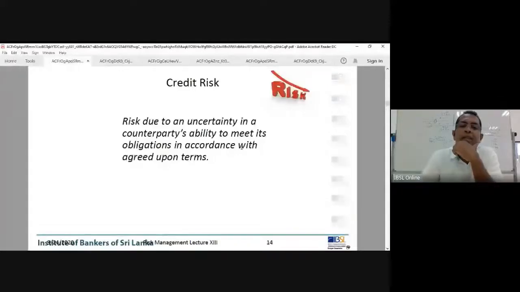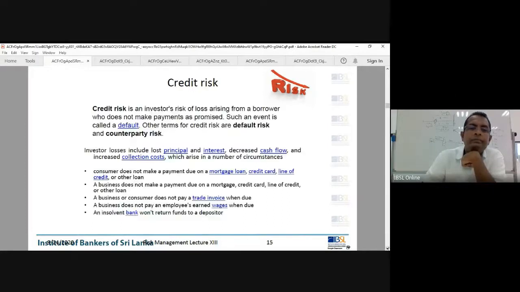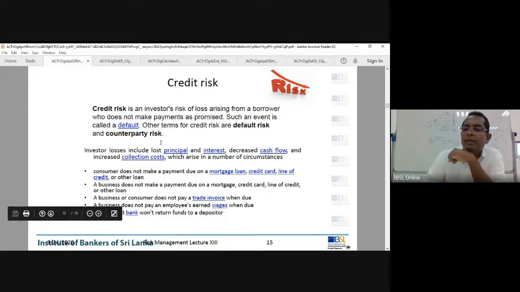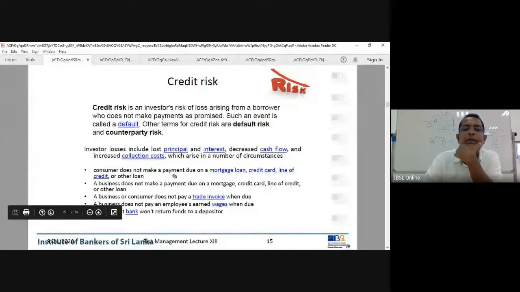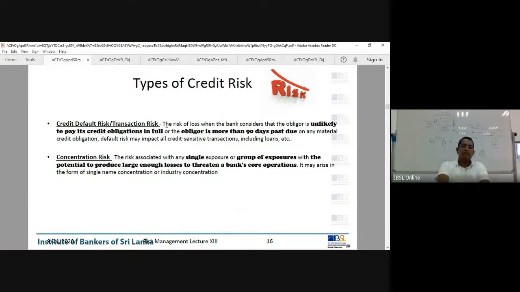Right. Credit risk is the risk due to the uncertainty in a counterparty's ability to meet its obligations in accordance with agreed upon terms. Then this is the thing, just go through it. So this is the trade risk. Then this is what I told you: credit default risk or transaction risk, and the concentration there.